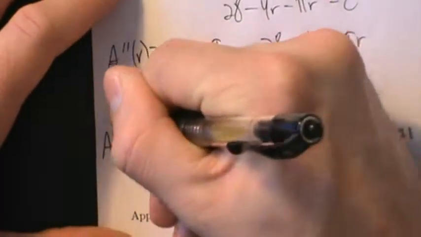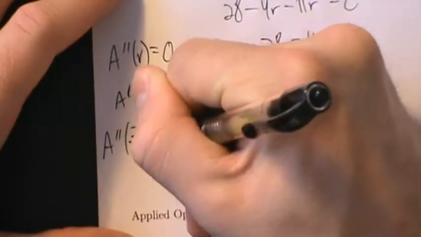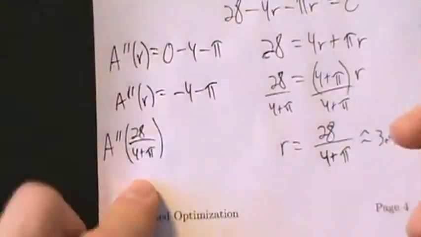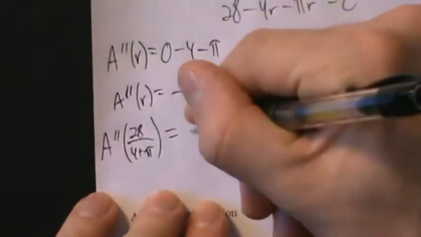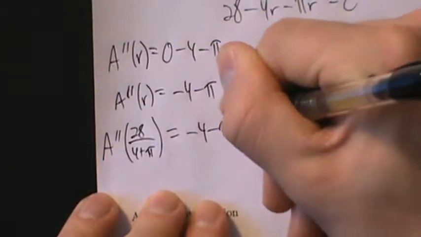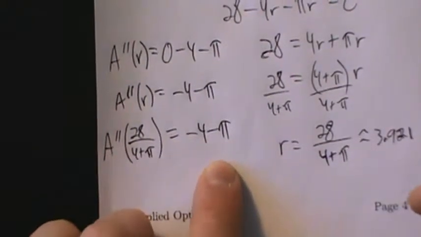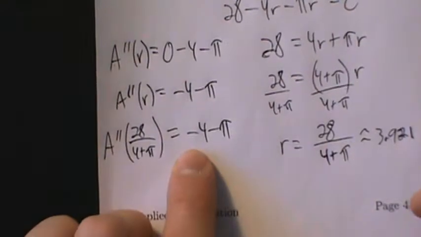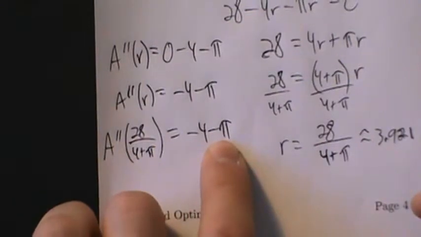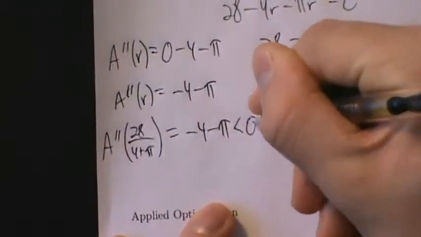So A double prime of 28 over 4 plus pi. Okay, so even though that's a really goofy expression for r, we don't have to worry about that because the second derivative is just a constant. Now what kind of constant is that? Minus 4 minus pi, that's a negative number, right? So remember, pi is about 3.14-ish. So minus 4 minus 3.14-ish, so it's about minus 7.14 something or other. But we don't care what it is, we only care that it's negative.